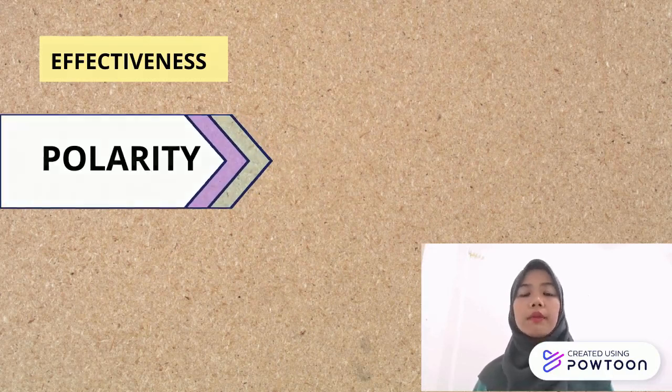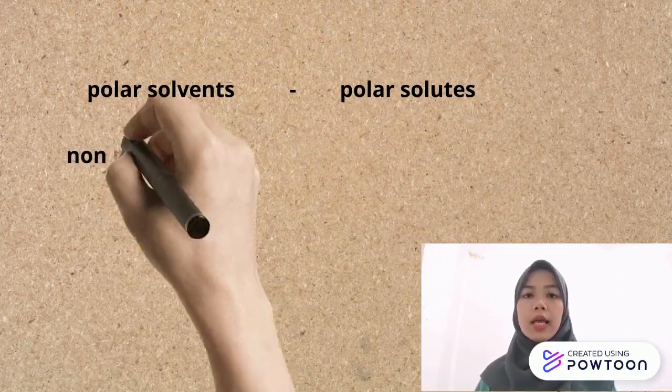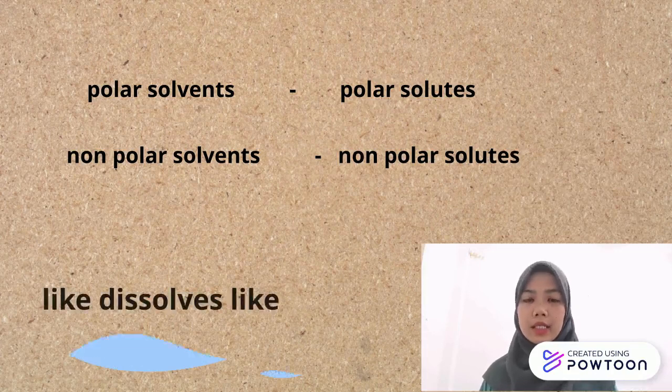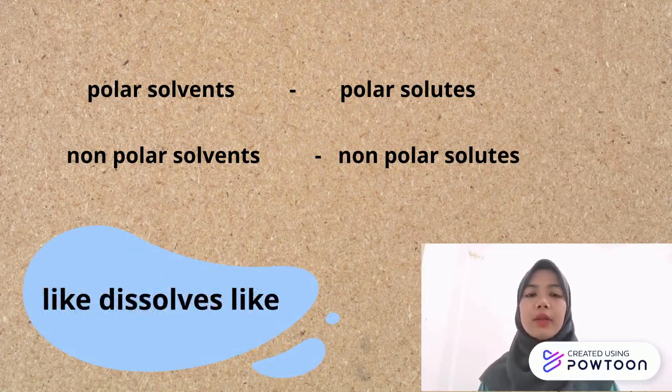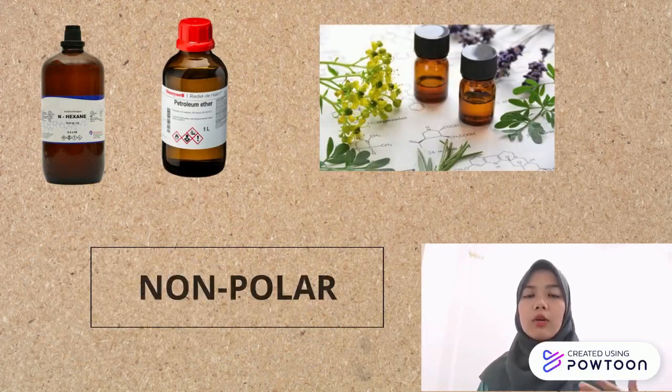When it comes to solvent extraction, polar solvents can dissolve polar solutes and non-polar solvents can dissolve non-polar solutes. So this phenomenon is easy to remember as like dissolves like. As I can relate to this study, hexane and ether are non-polar and aromatic compounds are also non-polar.